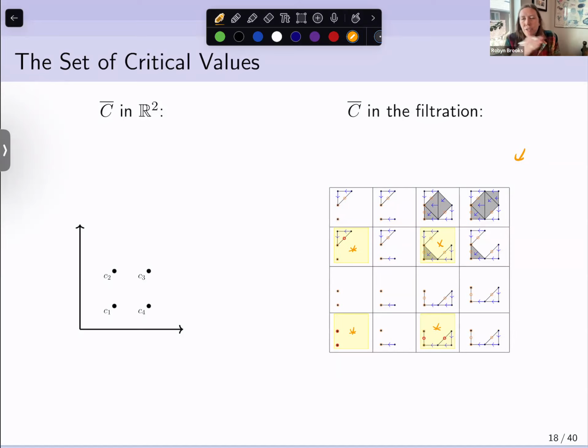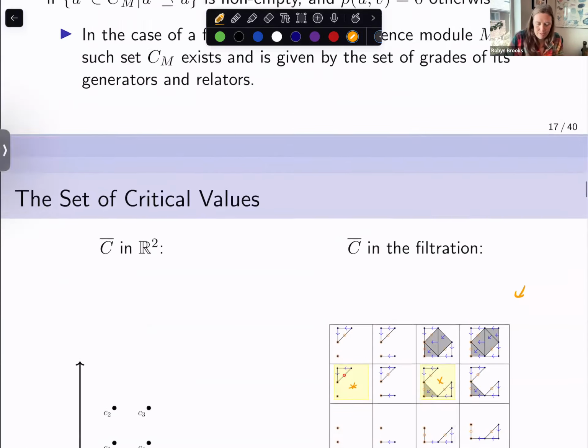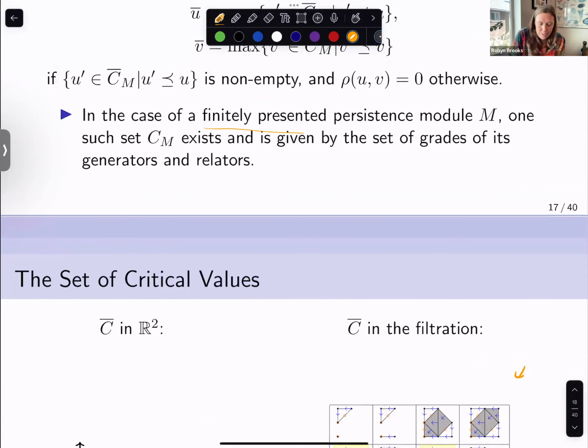But generally, if you're not finding your critical values using discrete Morse theory, these critical parameter values indicate a place in your bifiltration where you observe a change in homology. I think on the last slide I said that if you have a finitely presented module, then you could also obtain your critical values as the set of grades of generators and relators. So, you know, you could do that as well.